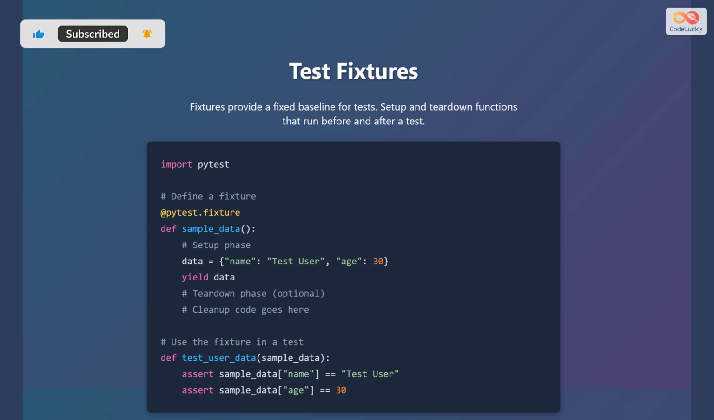Now let's use the fixture in a test function called test_user_data. By including sample_data as an argument, pytest automatically injects the data from the fixture into the test. We then use assertions to check if the name is test user and the age is 30.